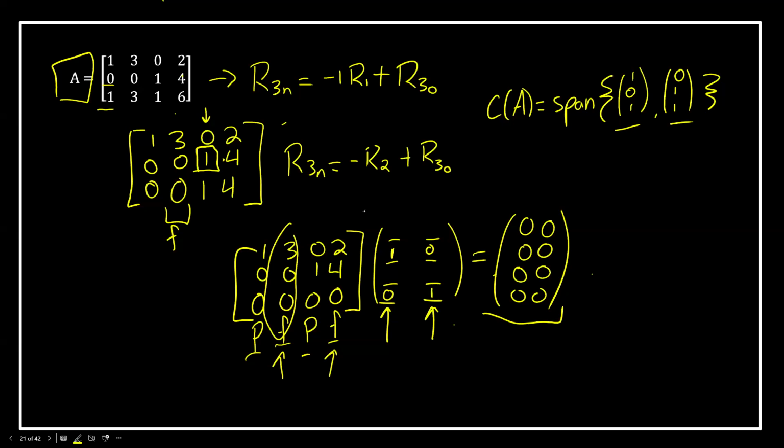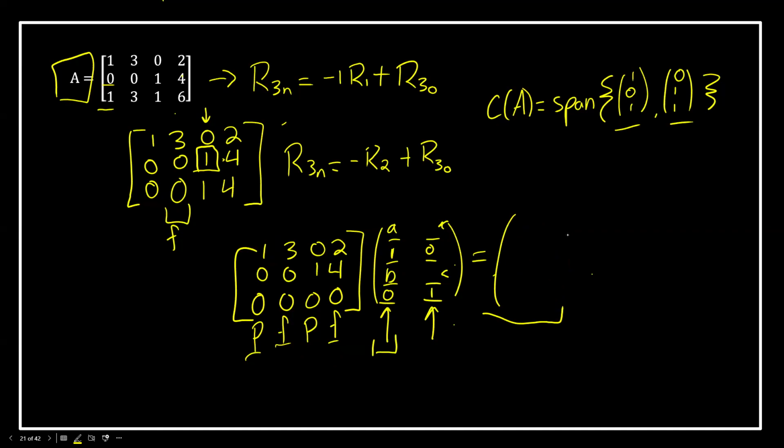Okay, then from there, we just need to figure out what these other positions would need to be. So for this first column here, if we multiply this matrix by the vector A, 1, B, 0, what we would get is 1 times A plus 3 times 1 plus 0 times B plus 2 times 0. So we just get A plus 3.